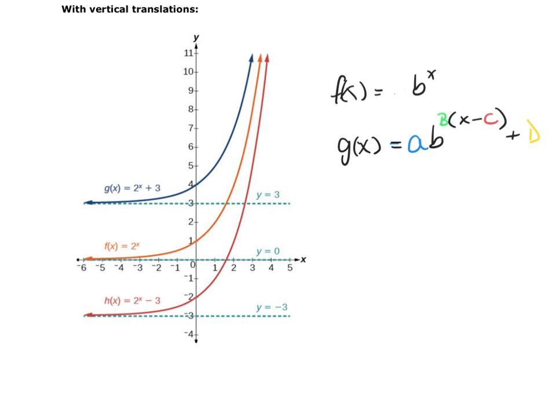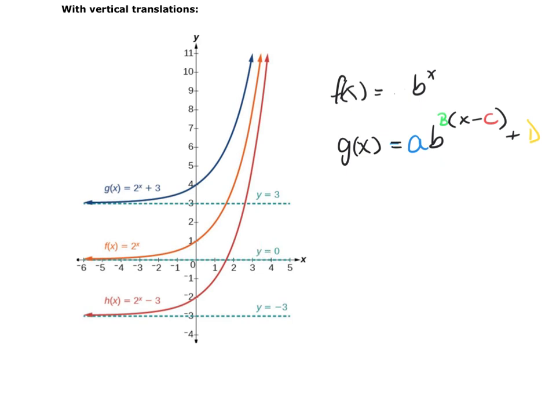Now, every single transformation we learned at the beginning of this quarter is still true. My a is a vertical shrink stretch reflection across the x-axis. My b is a horizontal shrink stretch reflection across the y-axis. My c is a horizontal movement left or right, and my d value is still up and down. So notice that this plus 3 means that I take my original function 2 to the x and bring it up 3. If it is a minus 3, then I bring it down 3.